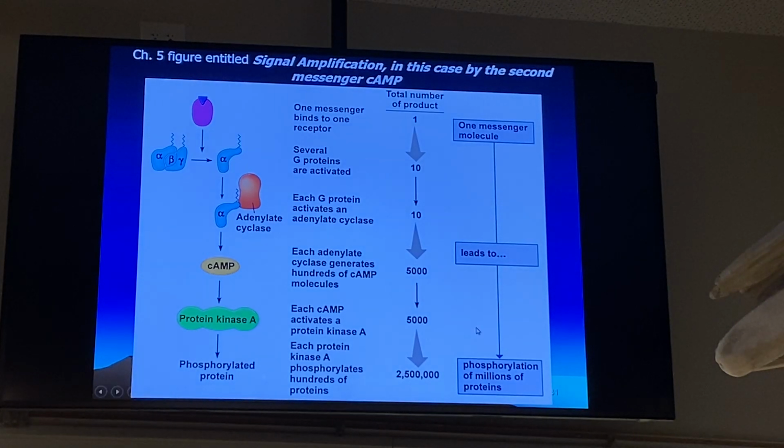And the amplification is that it's not a 1-to-1 ratio. It's 1 to 10, 10 to 5,000, 5,000 to 2.5 million. That's why it amplifies. It's not a 1-to-1 ratio.